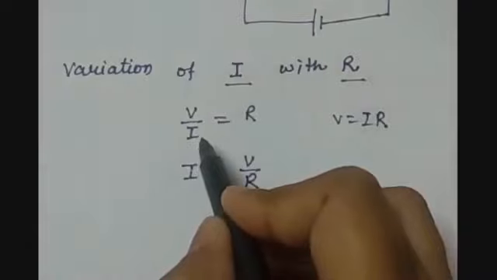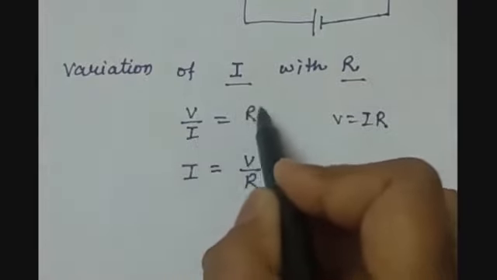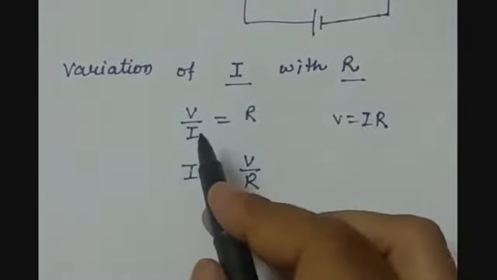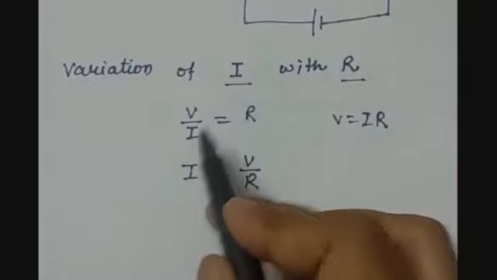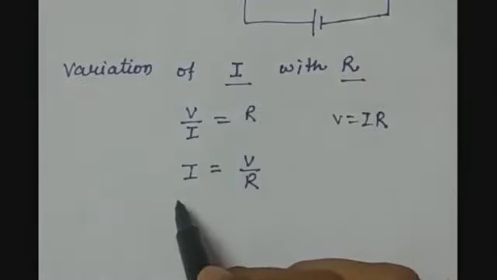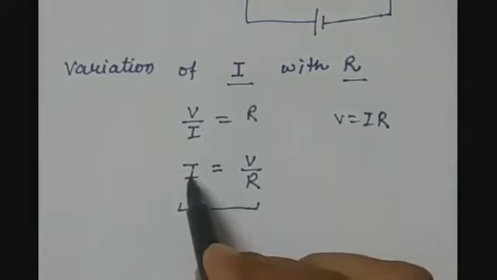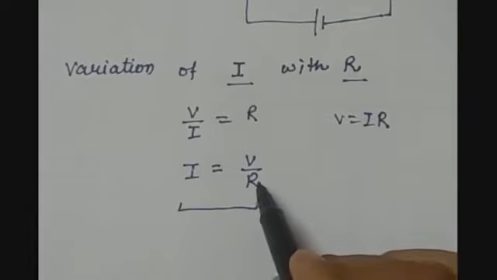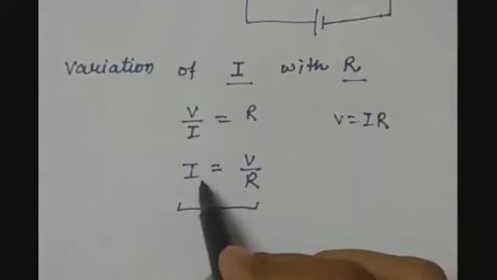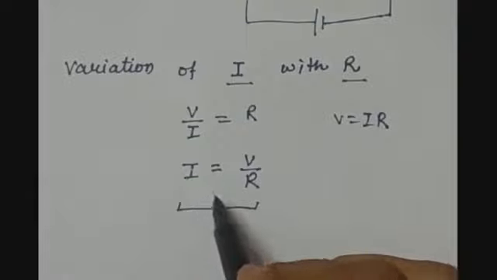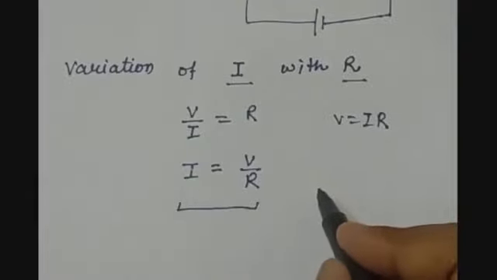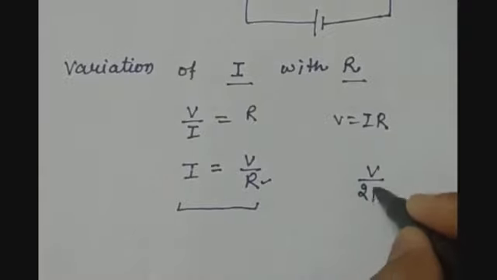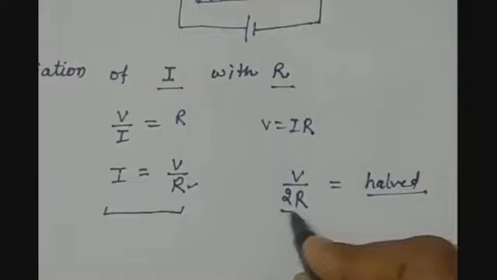And if we want to study the relation between the current and the resistance, we write it as I is equal to V upon R, by taking R this side and I this side. So now you can see how current will vary if resistance is changed. Suppose earlier the resistance was R and accordingly current I was flowing in the circuit. If I double the value of R, we will have 2R. Resistance is doubled.